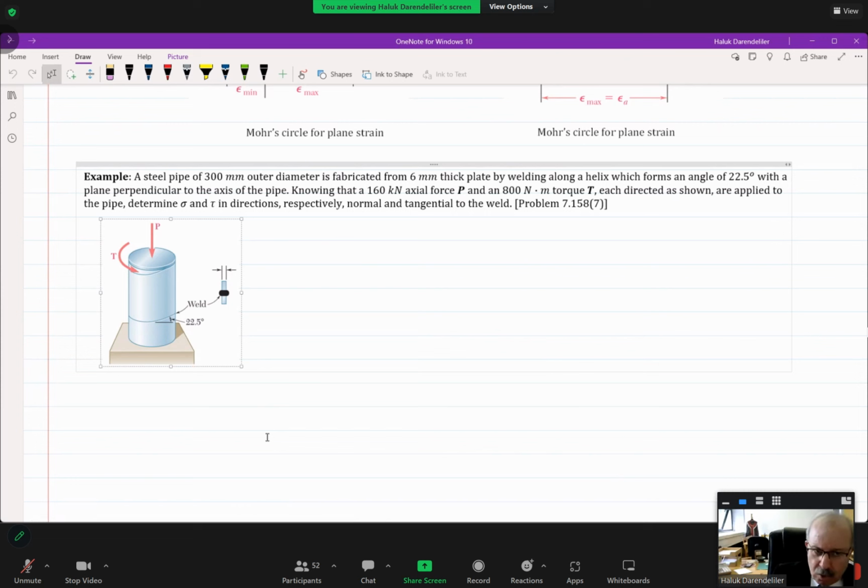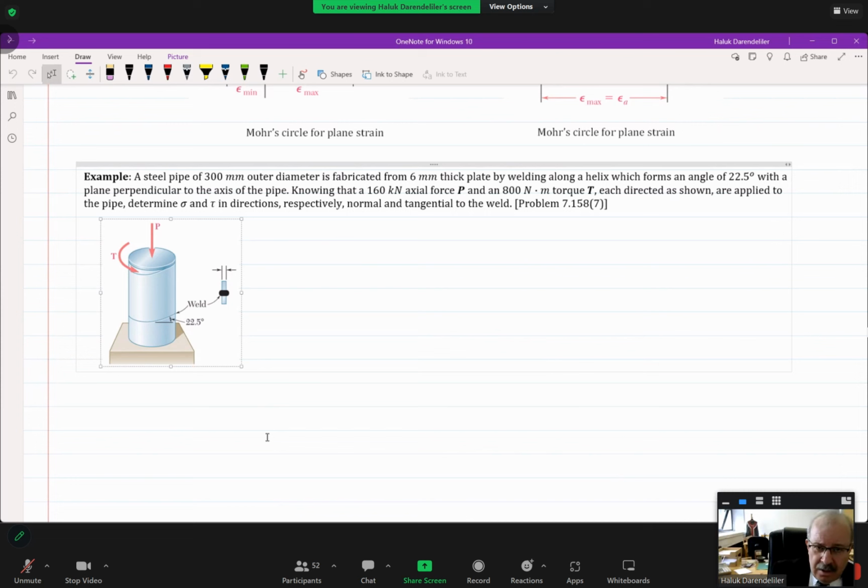Bir önceki probleme çok benzer ama ne farkı var? There is an axial force and there is a torque on the system in addition. And the helix angle is 22.5 degrees. There is a force of 160 kilonewtons from top. There is a torque of 800 Newton meters, as you see on the figure.